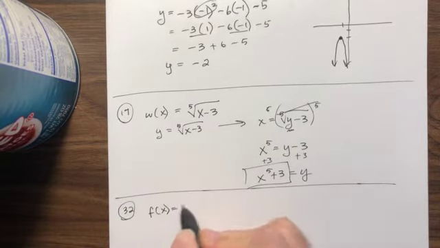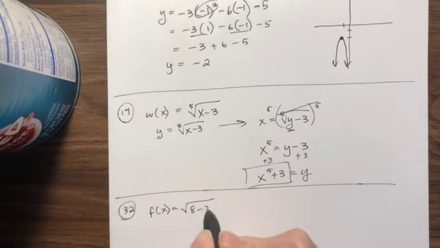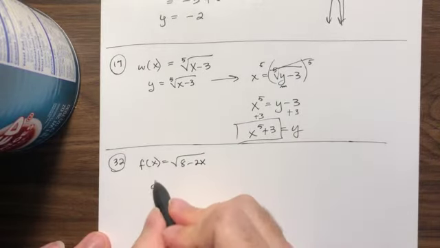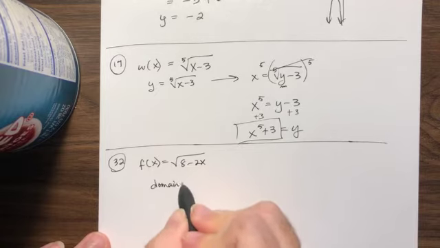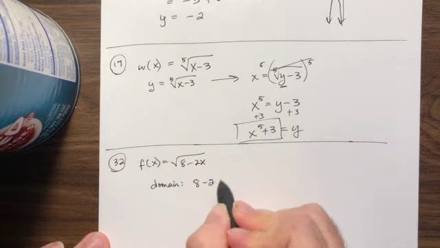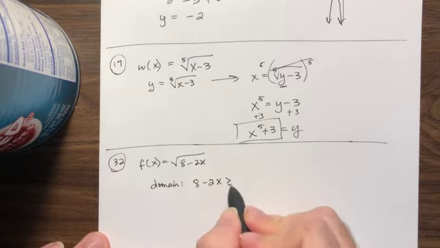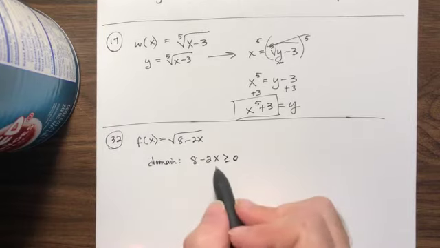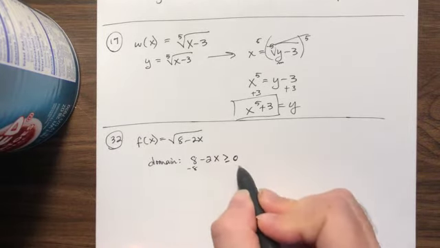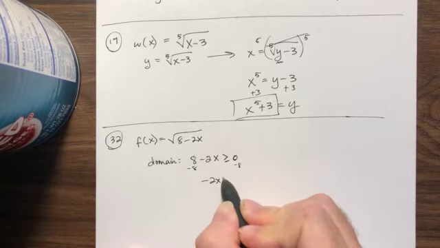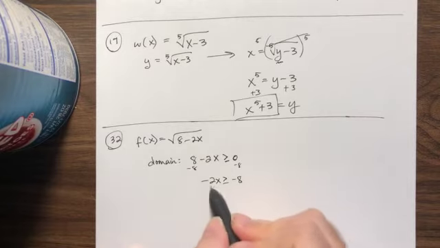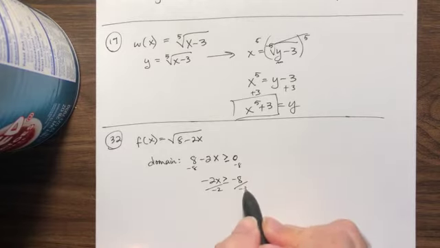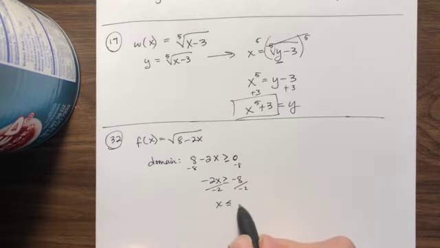So f of x is equal to the square root of 8 minus 2x, and you're asked to find the domain. The domain for radicals, you set whatever's underneath greater than or equal to 0. And this kind of leads us into our inequalities that we'll have to look at. So here we're going to solve it, and we're going to subtract 8 from both sides. Yeah? And then we divide by -2. We're going to flip this inequality sign to get +4.